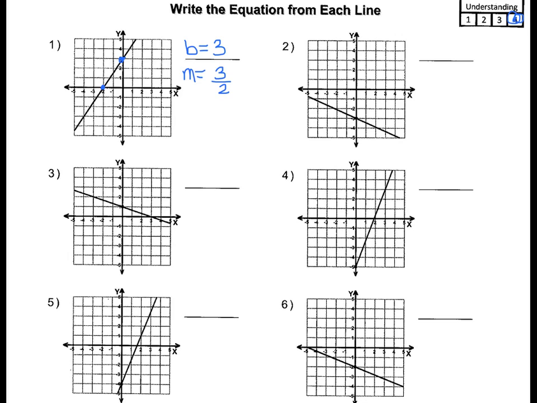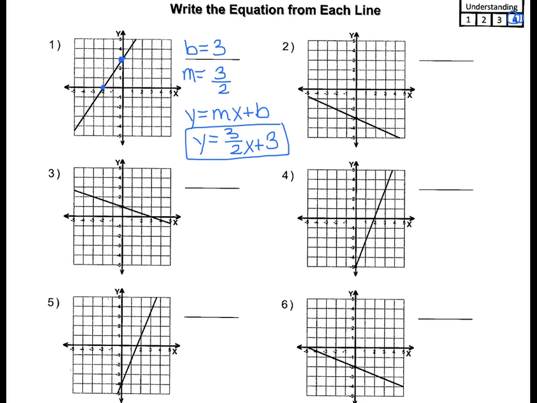So now our last step is to put it all together into our form y equals mx plus b, our slope-intercept form. We found our m. Our m is equal to 3 over 2. So y equals 3 over 2 x. And then our b is equal to 3. It's a positive 3, so we're adding 3. Therefore, your answer is y equals 3 over 2 x plus 3.